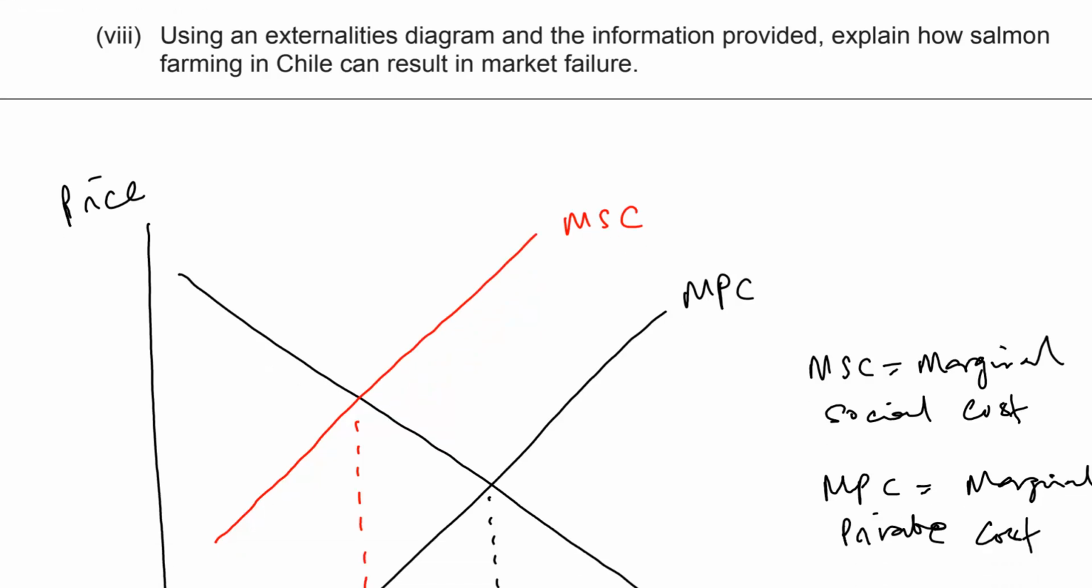Using an externalities diagram and the information provided, explain how salmon farming in Chile can result in market failure. Okay, so two things. First, you've got to do the externalities diagram, which I will show you in a minute. You can already see it's down there. And also, you have to explain how that is going to result in a market failure.